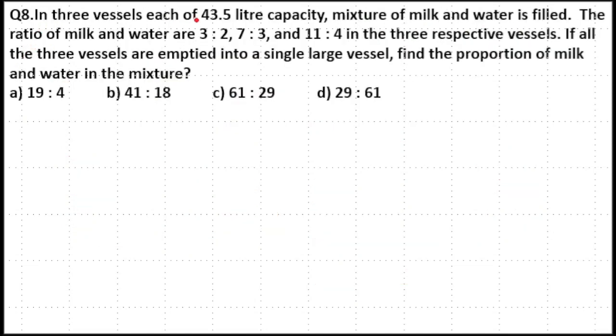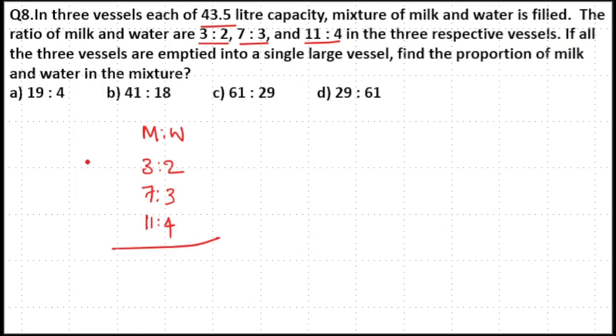In 3 vessels, each of 43.5 liter capacity, a mixture of milk and water is filled. The ratios of milk and water are 3 is to 2, 7 is to 3 and 11 is to 4 in the 3 respective vessels. If all the 3 vessels are emptied into a single large vessel, find the proportion of milk and water in the mixture. So we have milk and water in the first vessel in the ratio 3 is to 2. In the second vessel, it is in the ratio 7 is to 3. In the third vessel, it is in the ratio 11 is to 4.